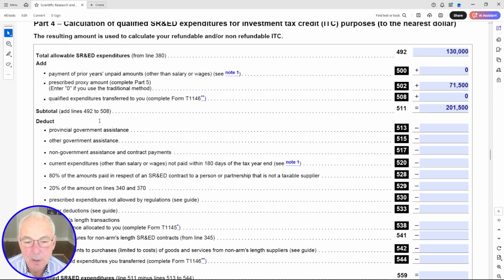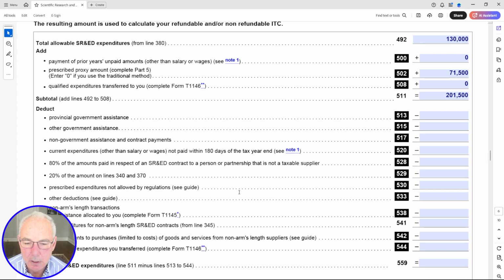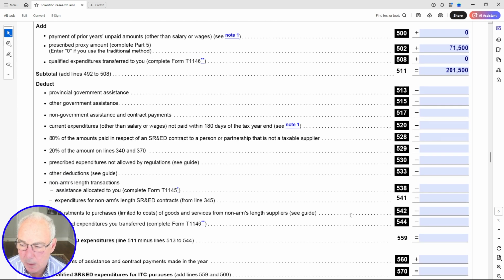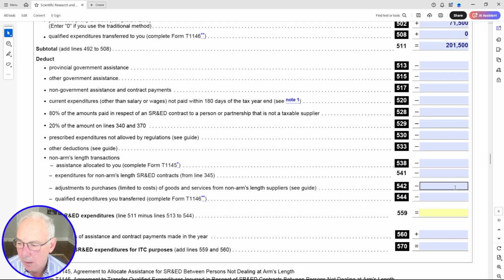Now that we have the total allowable SR&ED expenditures, there's a number of deductions that are possible. Instead of putting zeros in for all these, I'm just going to skip them because none of them would apply to most companies. So we're going to assume that that's all 0 in here, and this will end up being $201,500. We add repayments of assistance. Again, that is assumed to be 0, and therefore we're back at $201,500 for our total qualified SR&ED expenditures for ITC purposes.